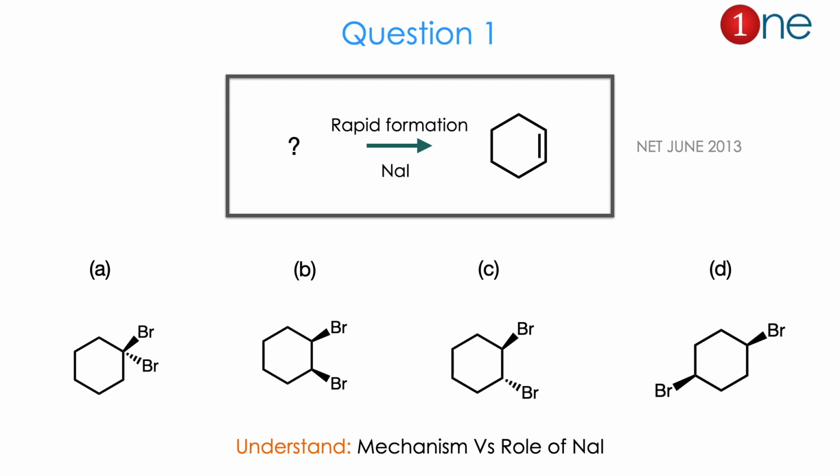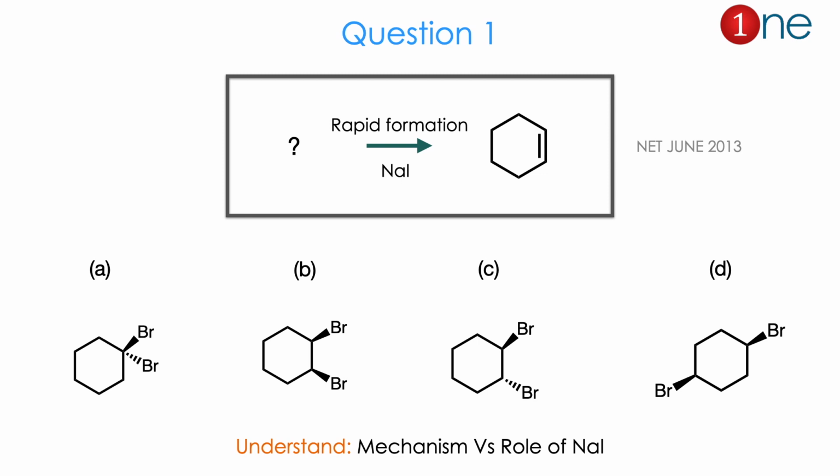Let us see question number 1. The starting material is in the question. The product is an alkene, formed with the reagent sodium iodide. They ask you to find the type of reactant available. The reactants are geminal bromide or vicinal bromide, geminal bromide with above and below, vicinal bromide with cis and trans, and 1,4 bromides. So which one forms the alkene? That is the real question here.